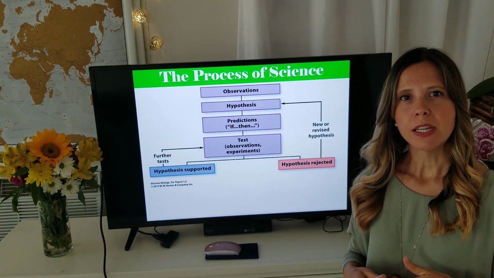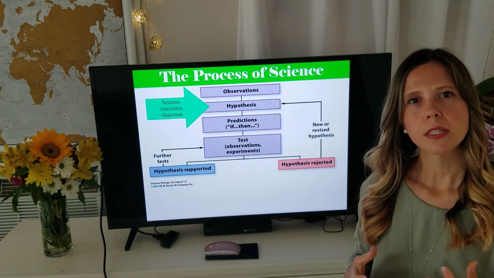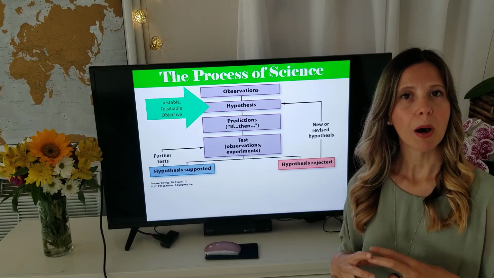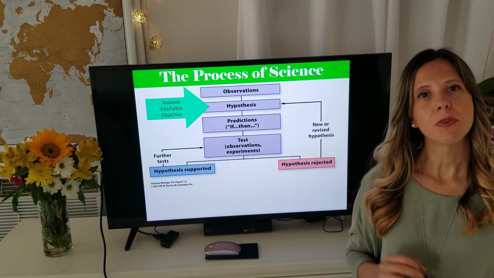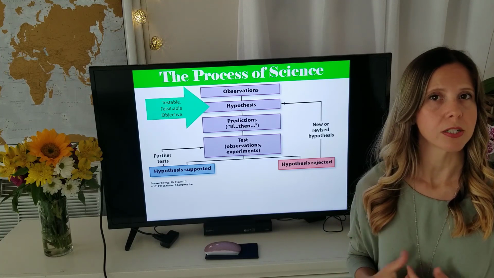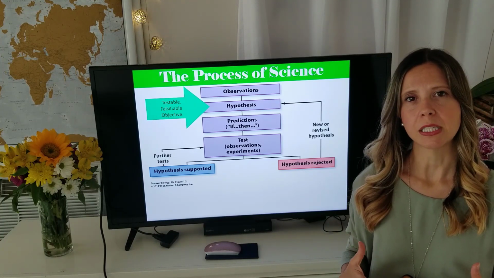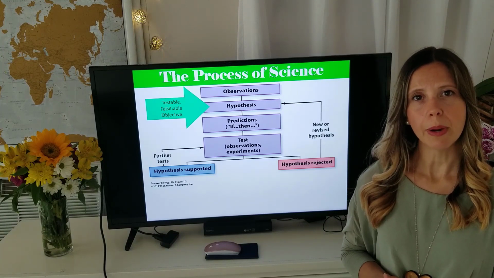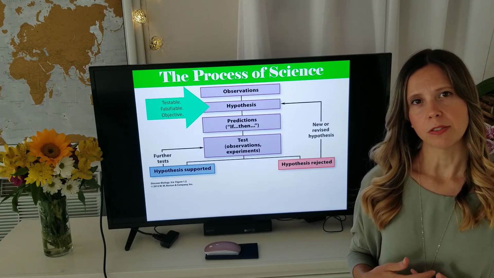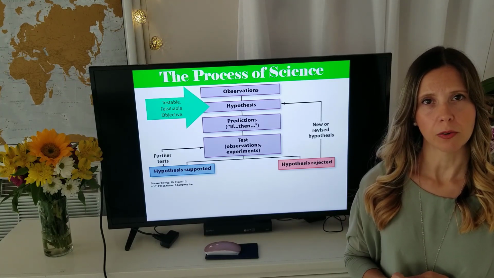From our observations, we can come up with a hypothesis. That hypothesis is just a bold statement about what we think is going on. It's really important that that hypothesis is something that we can test, either through observations or experimentations. It also needs to be completely objective and not based on our own personal biases, and it needs to be falsifiable. So it needs to have a possibility that it could be proven incorrect.